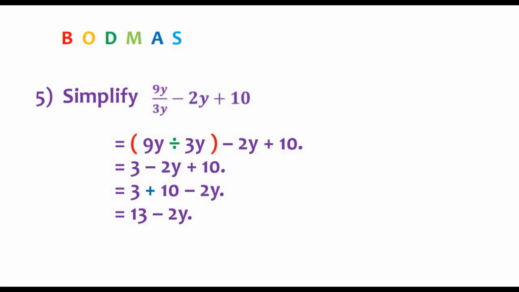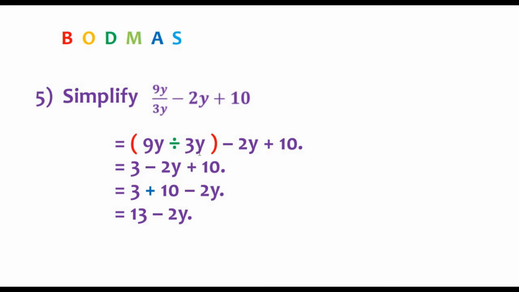Here we have another problem which says simplify 9y divided by 3y, minus 2y, plus 10. Here, as you can see, there is a fractional part, which acts as a hidden bracket. So 9y divided by 3y, which means according to algebraic rules, y divided by y gets cut off and 9 divided by 3 becomes 3. So now we have sorted the parentheses and we are left with 3 minus 2y plus 10.